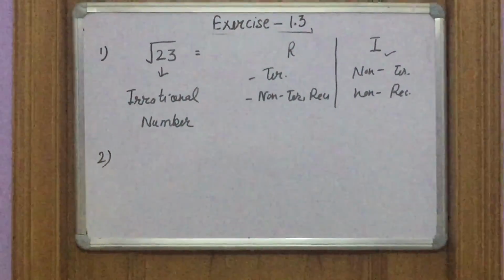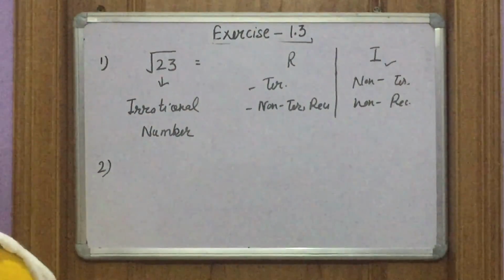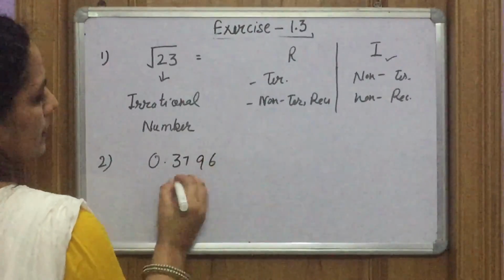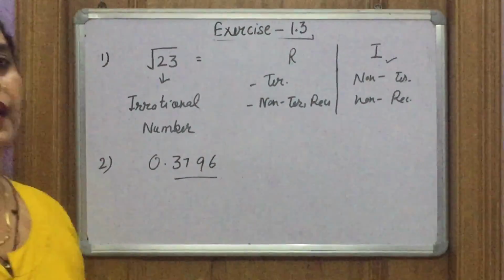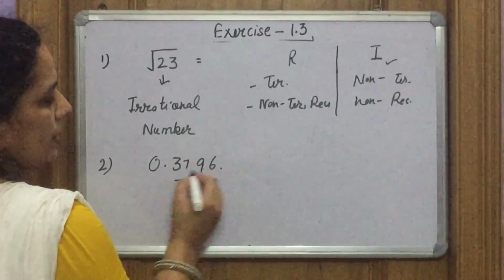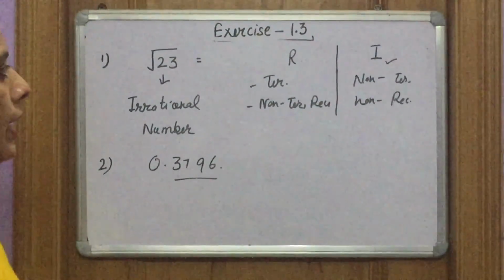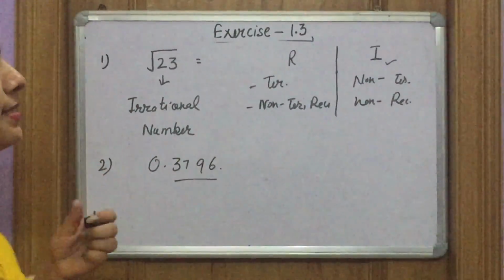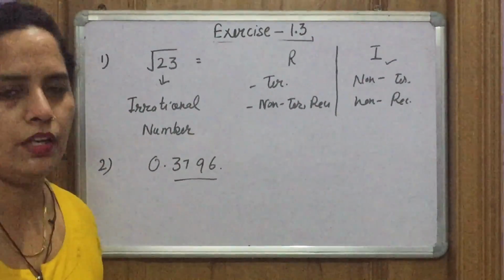Second part is you are given just an answer 0.3796. Just say this is rational or irrational. As we can say that division is finished here. This is a terminating number and a terminating number is a rational number. So we can say that this number is a rational number.